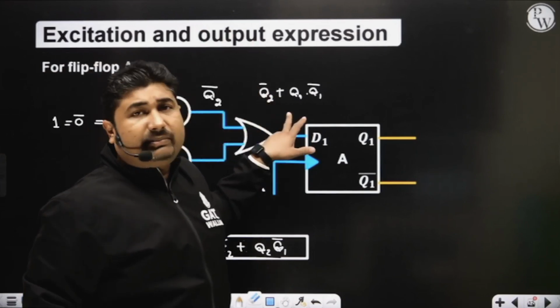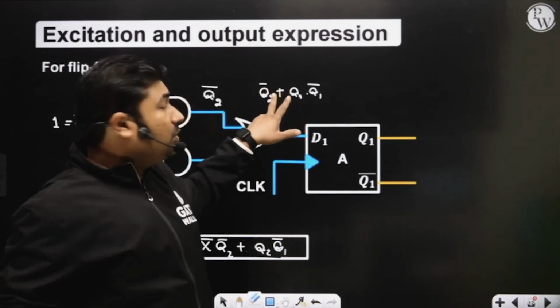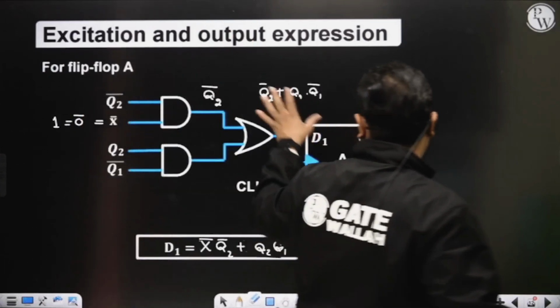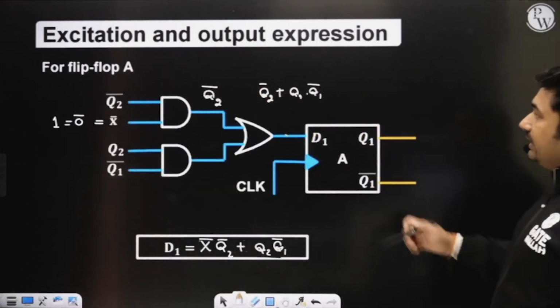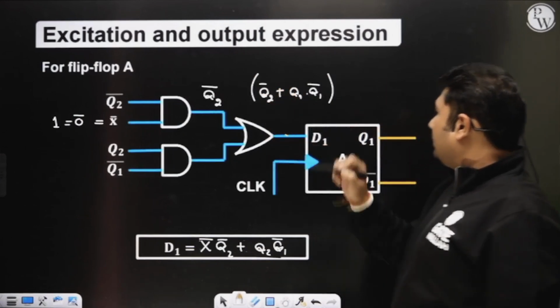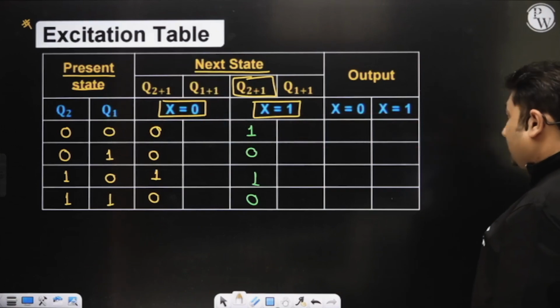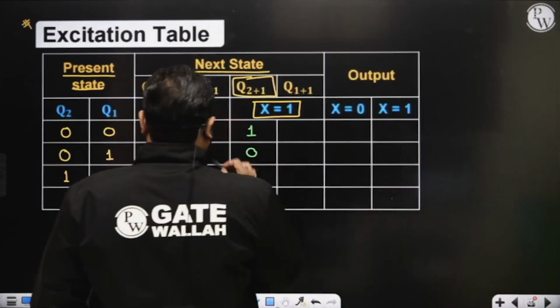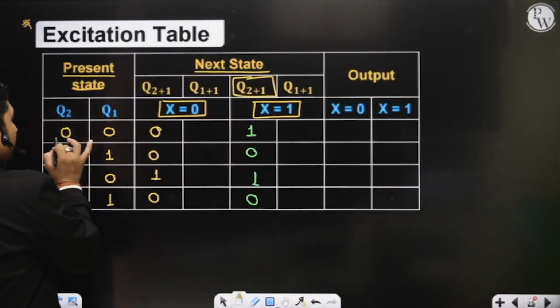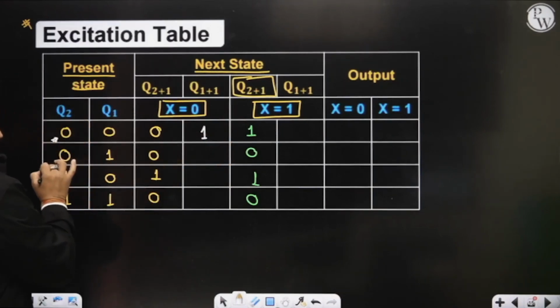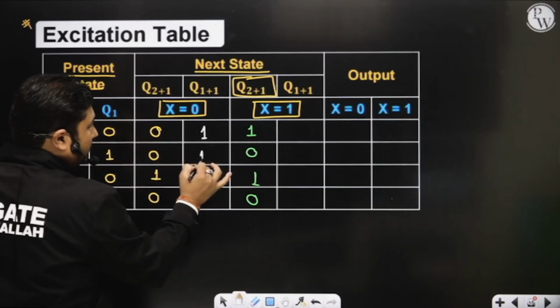Because Q2 complement means whenever Q2 is low, D1 is high. It means Q1 is going to be high on application of clock. So whenever Q2 is low, Q1 is going to be high with x equal to 0. With x equal to 0, if Q2 is low, Q1 is going to be high.